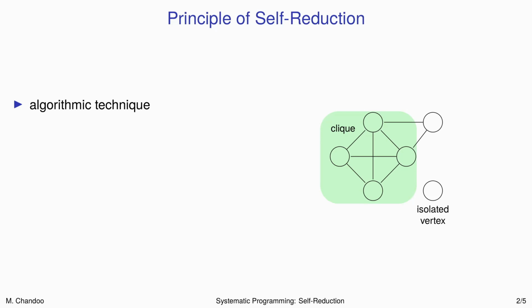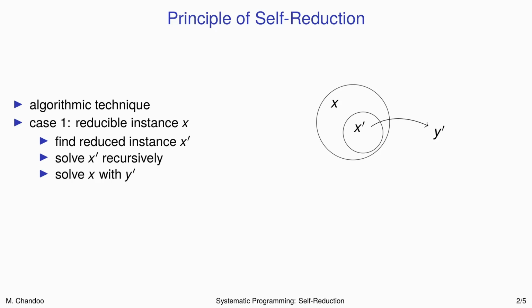In general, to apply self-reduction, we have to partition the problem instances into two cases. The first case is a reducible instance. In our example, this would be a graph that contains an isolated vertex. After we remove it, we obtain the reduced instance x prime. Then we recursively apply the self-reduction algorithm again. With the solution that we obtained from this, we solve the original instance.